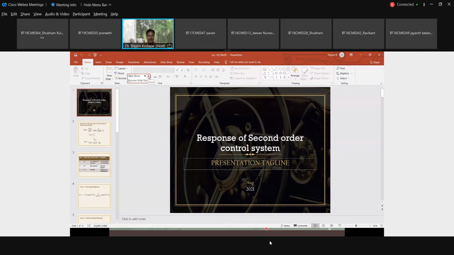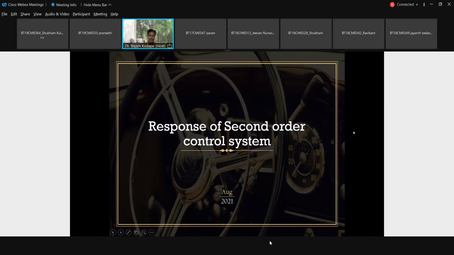Is this visible? Response of second order control system. Is this visible? Yes, sir.